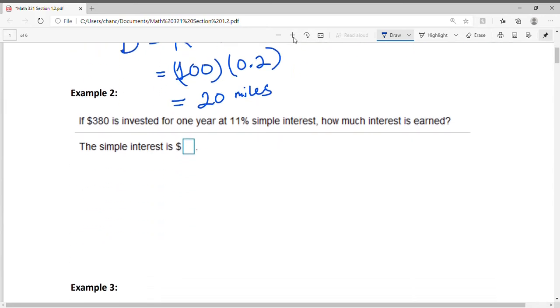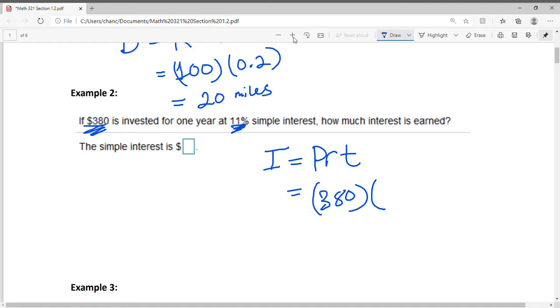Example 2. If $380 is invested for 1 year at 11% simple interest, how much interest is earned? The interest formula is I = PRT, where P is the principal. In this case, the principal is $380. We're going to multiply that by the interest rate, 0.11. Remember, we have to convert 11% to 0.11. Now we're going to multiply that by the time. Now, how much interest is earned? We're talking about 1 year, so T is equal to 1.